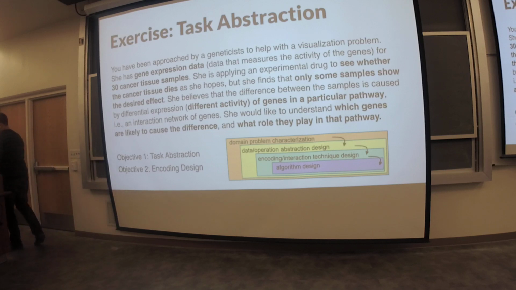You've been approached by a geneticist to help with a visualization problem. She has gene expression data, which measures the activity of genes for 30 cancer tissue samples. She's applying an experimental drug to see whether the cancer tissue dies, as she hopes, with this drug. But she finds that only some samples show the desired effect. She believes that the difference between the samples is caused by differential expression, so different activity of genes in one particular pathway, which is a network that describes the relationships between genes. She would like to understand which genes are likely to cause the difference and what role they play in that pathway.